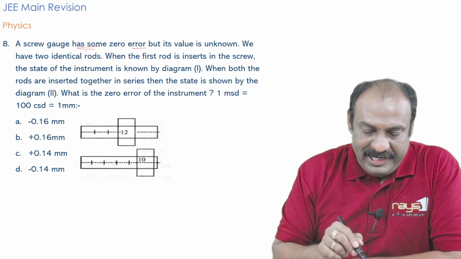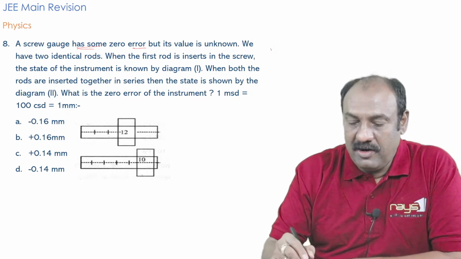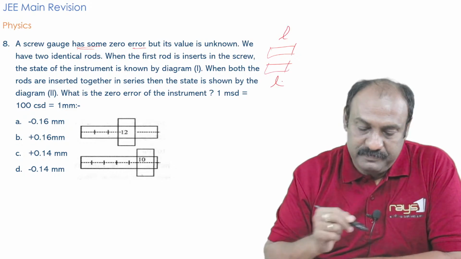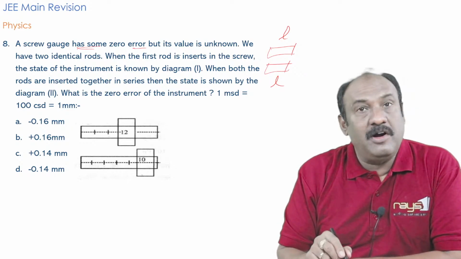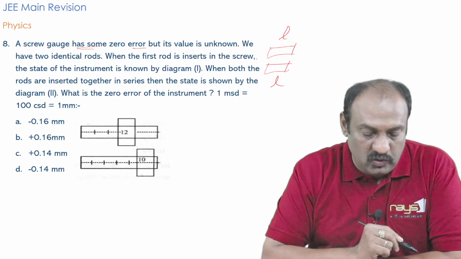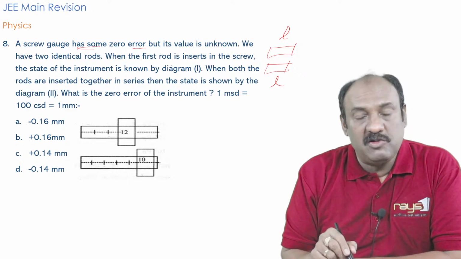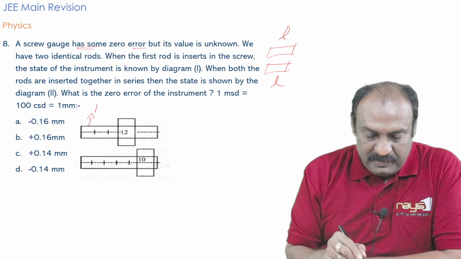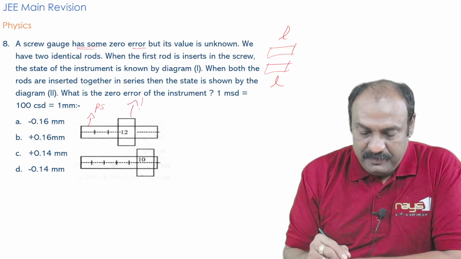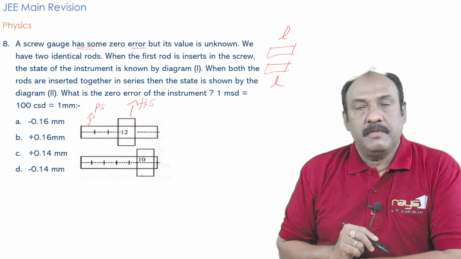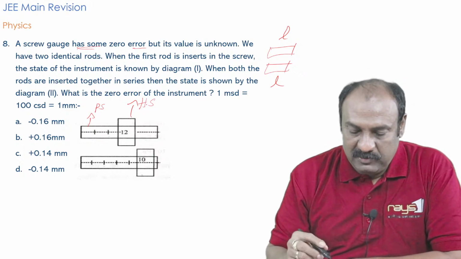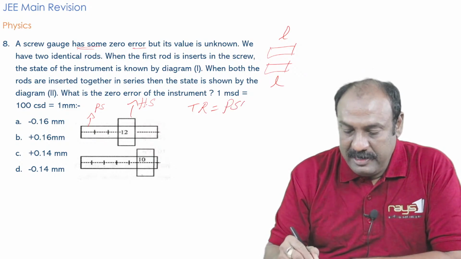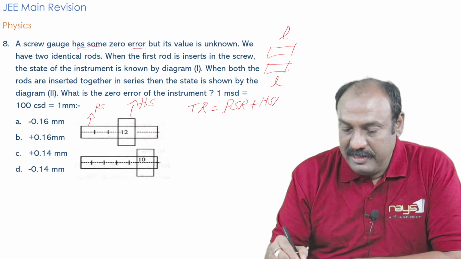We have two identical rods, each of length L. When the first rod is inserted in the screw gauge, the state of the instrument is shown by diagram 1. So indirectly it is a pitch scale, and it is a head scale. In a screw gauge, the total reading is equal to pitch scale reading plus head scale reading into least count.